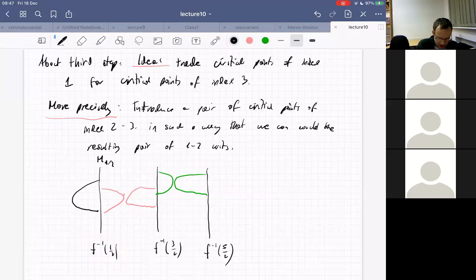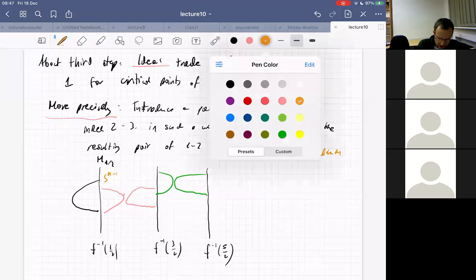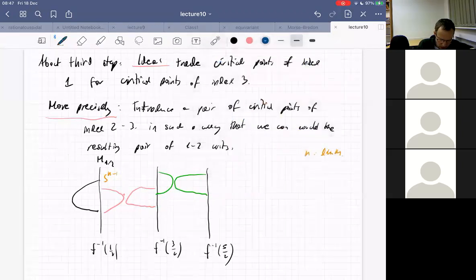So this is S n minus 1, where n is the dimension of M. If you work with the h-cobordism theorem, then this is not S n minus 1, but a simply connected manifold. So it's almost like S n minus 1 from our perspective. Okay, so we start with an index 1 critical point over here.